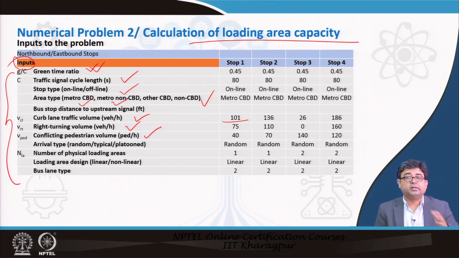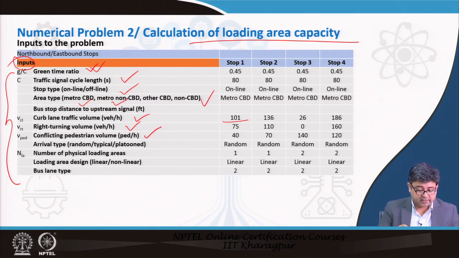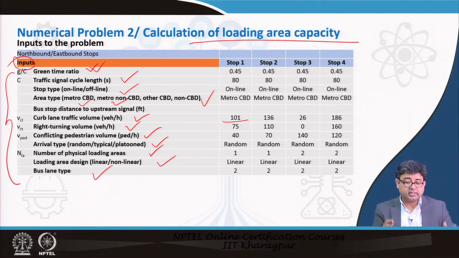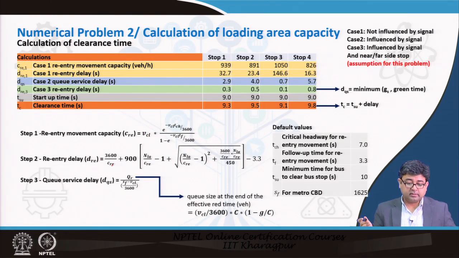Conflicting pedestrian volume. At the intersection there may be pedestrians who are trying to cross, and the bus is also trying to go through or turn left. So, there may be some conflicts there. Then the arrival types of the buses: do they arrive in a platoon, bunched together, or do they arrive in a random fashion; the number of physical loading areas, which you already know; loading area design; and the bus lane type. All these input parameters have to be known. Some of these will have standard values, and once you know that, you can start calculating.